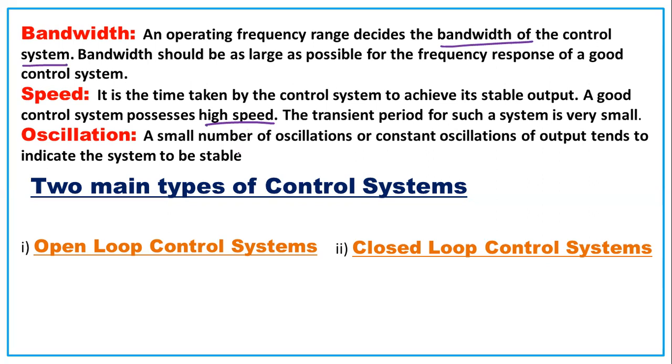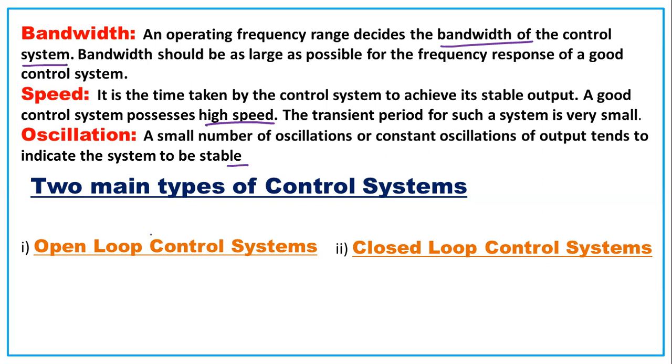And oscillation. Going ahead, you will also study settling time, peak overshoot, all these things. A small number of oscillations or constant oscillation of output tends to indicate the system to be stable. Oscillation should be very less. So that was the introductory part.